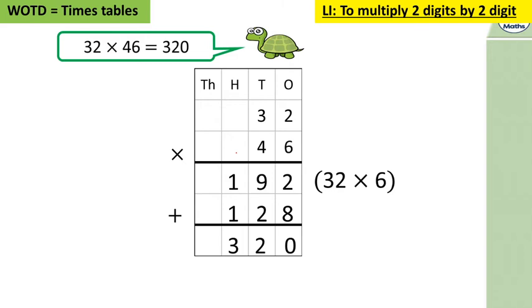Okay, so the first line shows 32 times 6. And the second line, we have to see if it's 32 times 4. Hang on a minute, that 4 is in the tens column. So it should not be 32 times 4. It should be 32 times 40. And we know that 32 times 40 is 10 times bigger than 32 times 4.